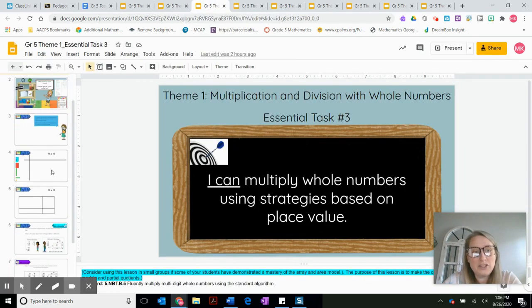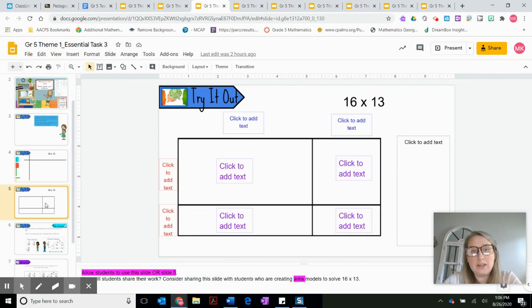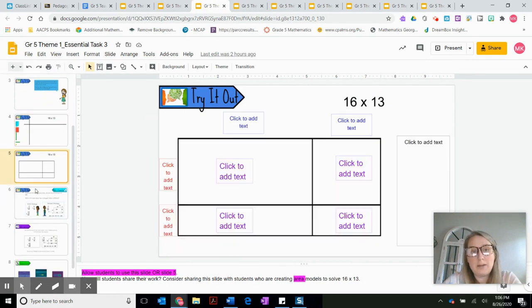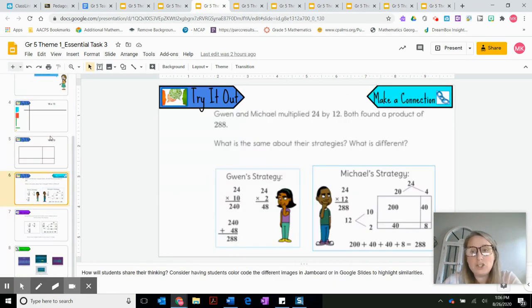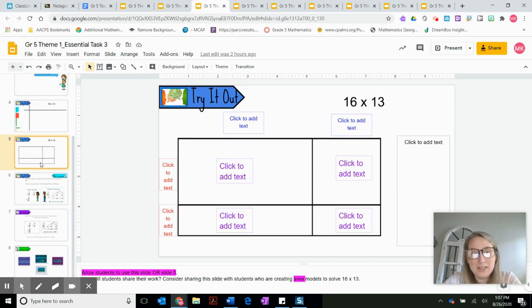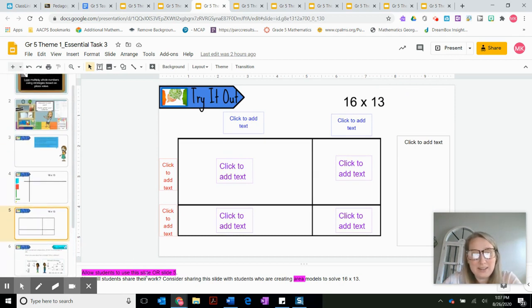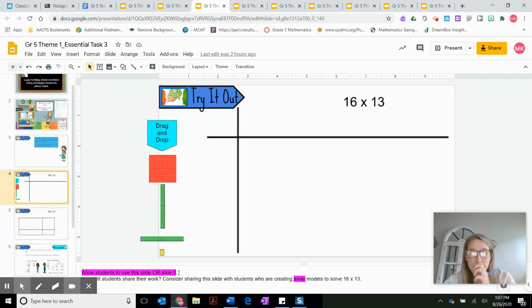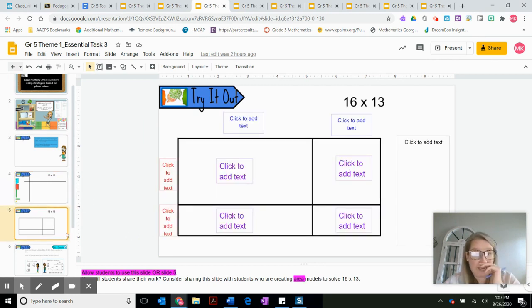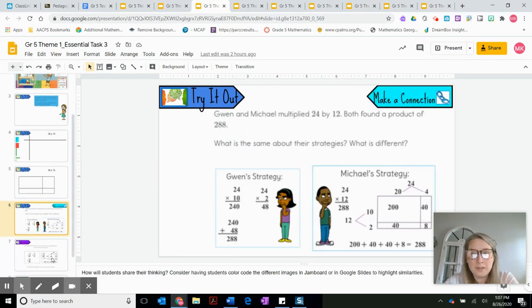Continuing to look at our multiplication strategies, we see some more connections between the array model and the area model, really trying to get that down. So you'll notice here it says allow students to use this slide or slide 5. So this would be a time that students could select what slide worked best for them. So if they need to use the array model, they could. If they need to use the area model, they could.